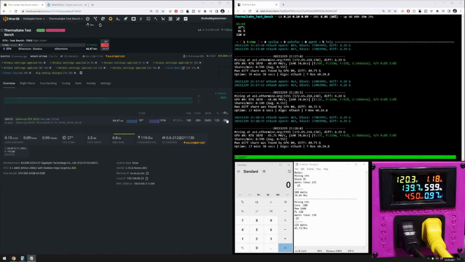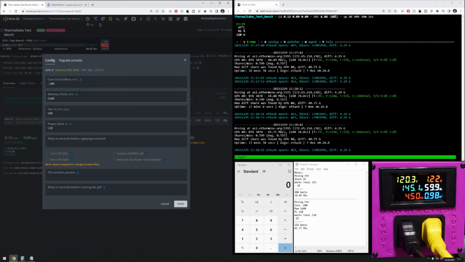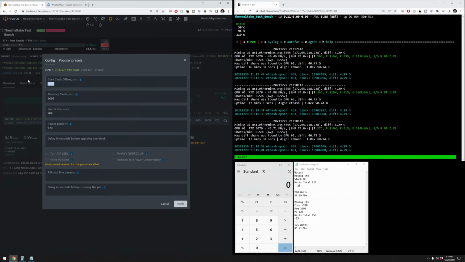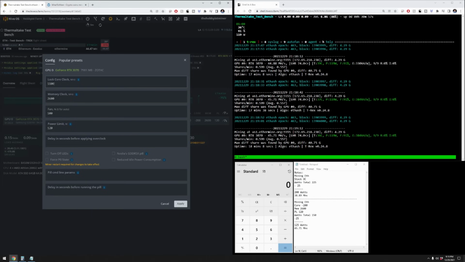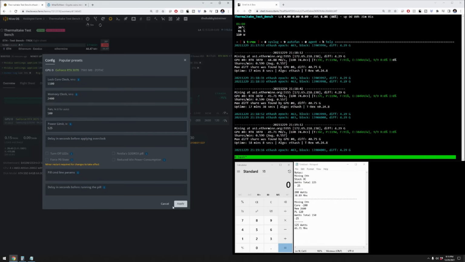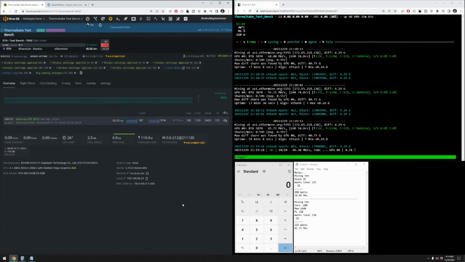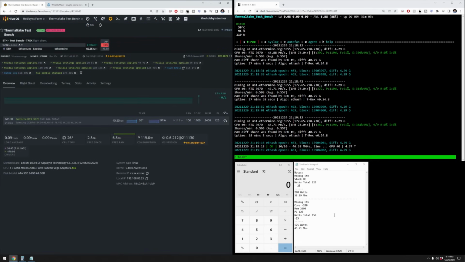So let's come in here. And we're going to go ahead and change things up a little bit. And let's go ahead and put some new settings in. Okay, so for the next set we're going to use here, now, this is going to be for locking in the core. So we're going to go ahead and do 1100. We're going to do 2400. And we're going to do 125. Let's go ahead and apply that. And let's see how we do.